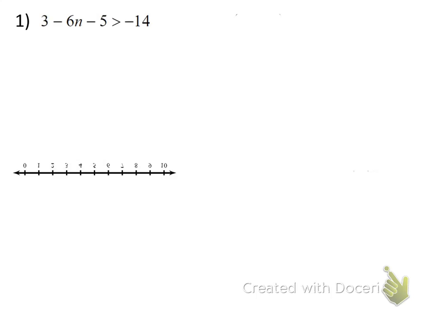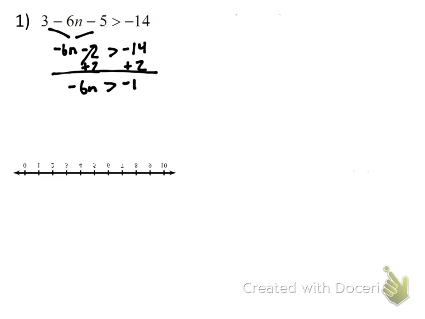Okay, so number 1, what you need to do first is solve the inequality using SADMAP. Just like before, you should start getting good at SADMAP. First I'm going to combine like terms, so it's going to be negative 6n minus 2 is greater than negative 14. Add 2 to both sides. The 2's cancel out, so we have negative 6n is greater than negative 12.